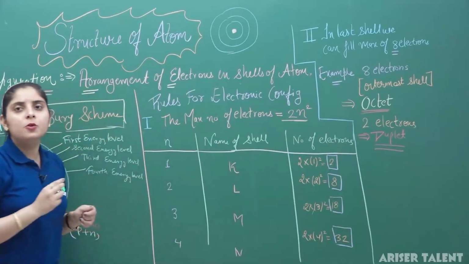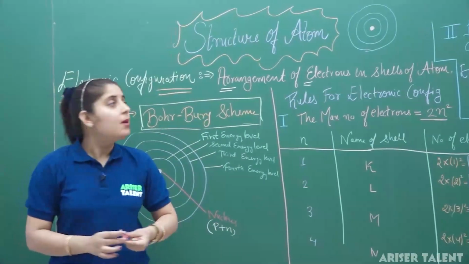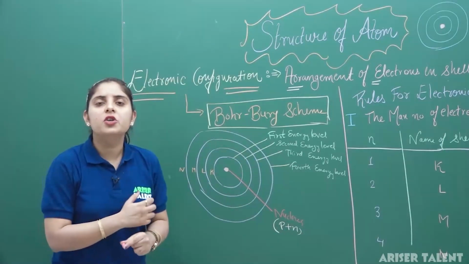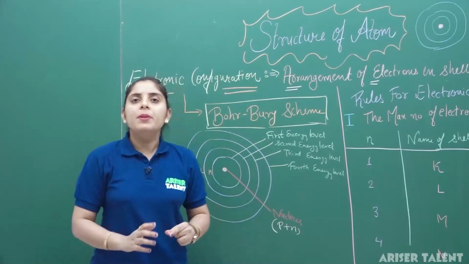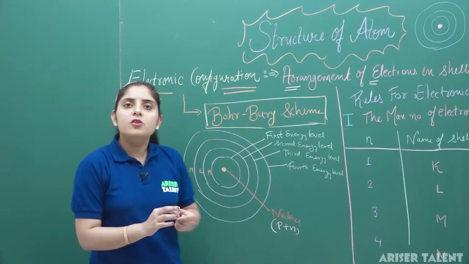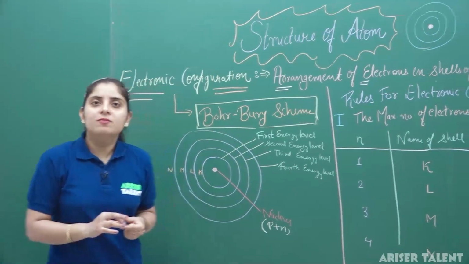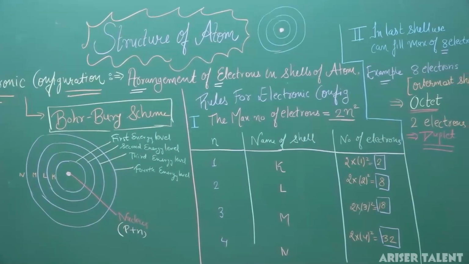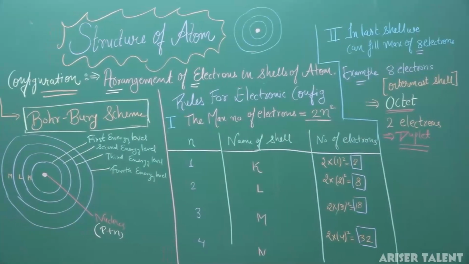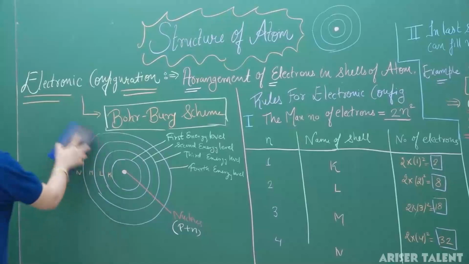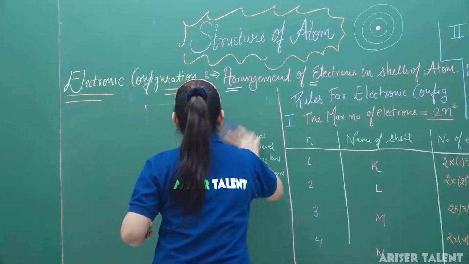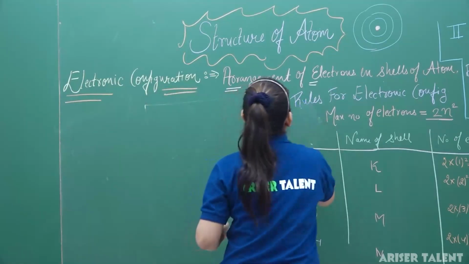So, these are the 2 rules of the Bohr-Bury scheme, and according to both of these rules, we can write the electronic configuration of any atom in the periodic table. If someone wants to copy it, please copy it now. So, now we will learn about the electronic configuration of different elements in the periodic table.